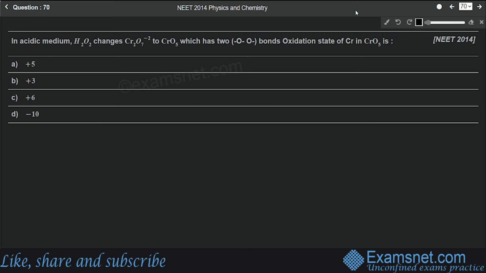Question number 70 is from the chapter Redox Reaction, and the question is: in acidic medium H2O2 changes dichromate ion to CrO5 which has two oxygen-oxygen bonds. Oxidation state of chromium in CrO5 is. So we have to determine the oxidation state of chromium in CrO5. Now we know that CrO5 has a butterfly structure. That means we have a central chromium atom, then four oxygen atoms like this. These four oxygen atoms form peroxide bonds, and then we have one chromium-oxygen double bond.